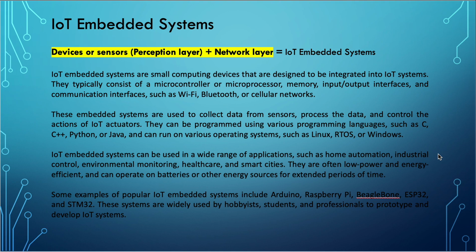So though there is processing power, it is very energy efficient and can be operated on batteries, and that means it can be operated at low power. Some examples of popular IoT embedded systems include Arduino, Raspberry Pi. I think you have heard of these two, right? BeagleBone, ESP32 and STM32. These systems are widely used by hobbyists, students and professionals, so everybody, to prototype and deploy IoT systems.